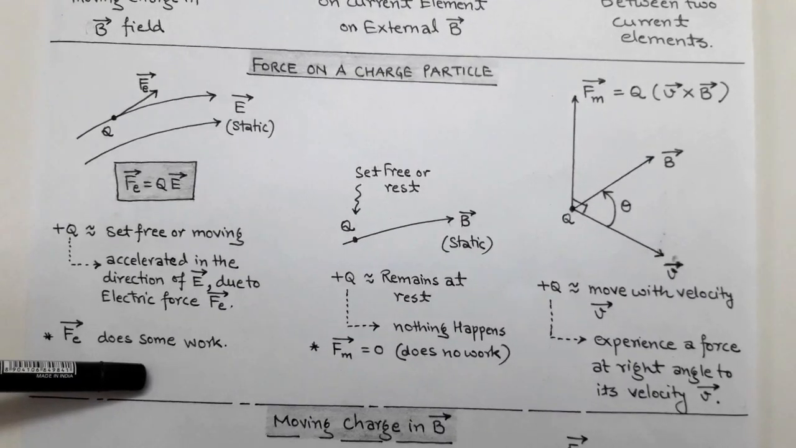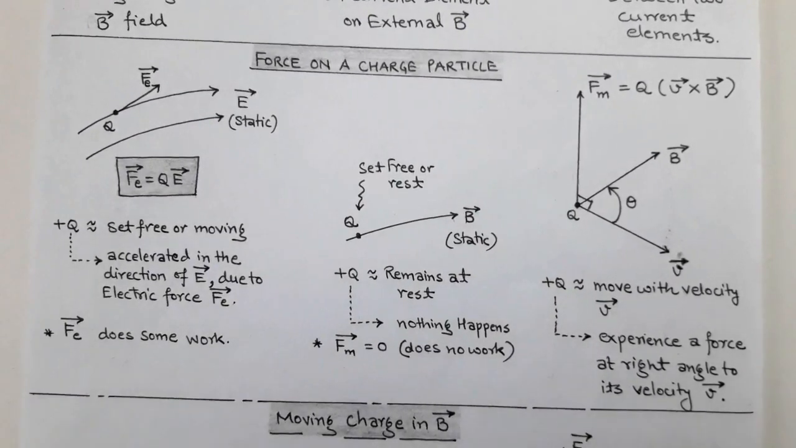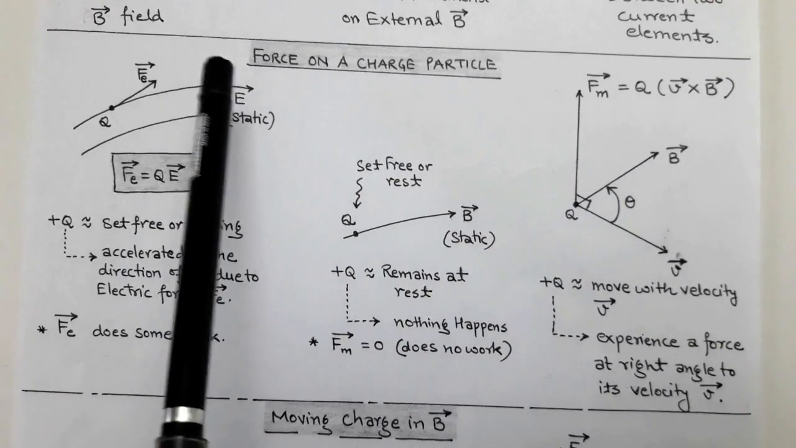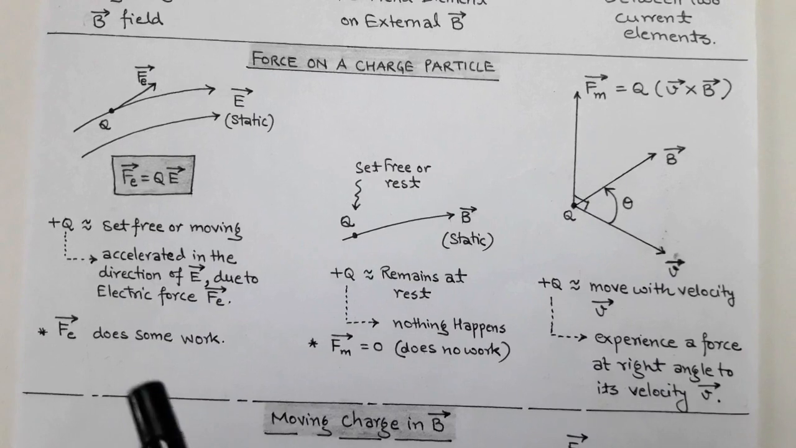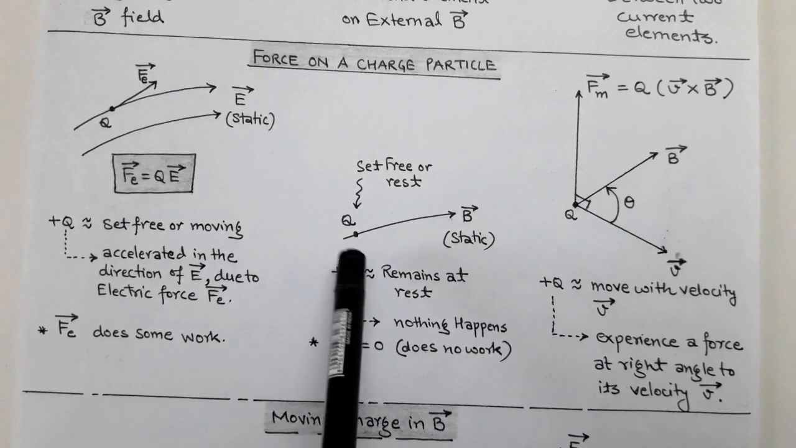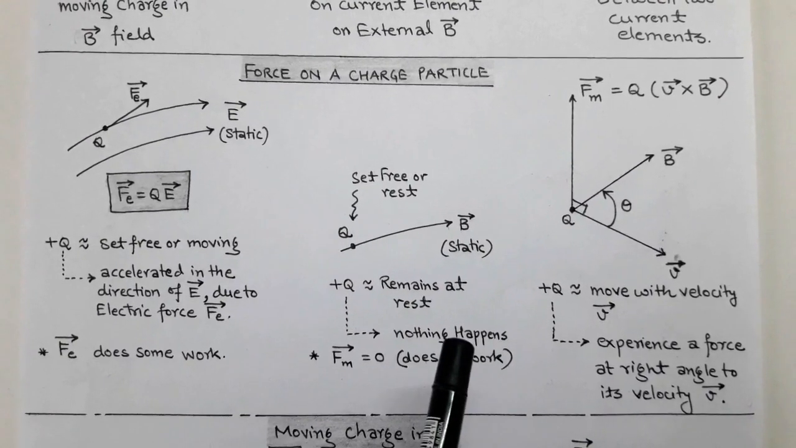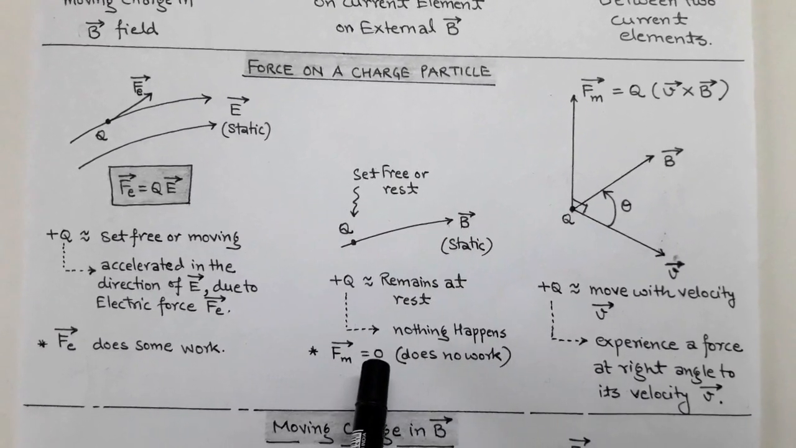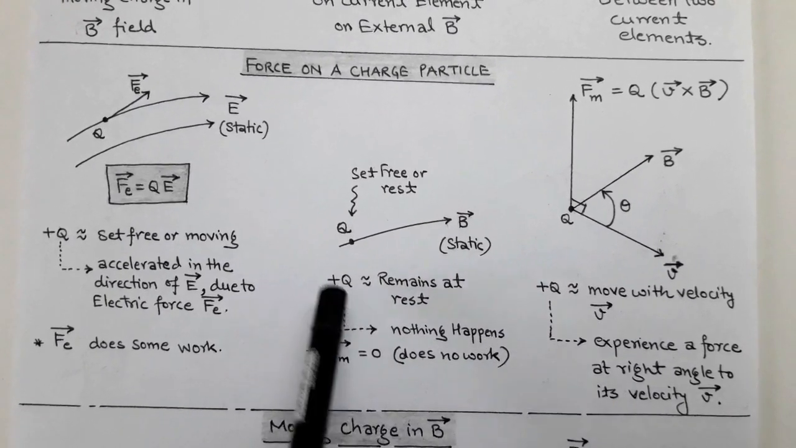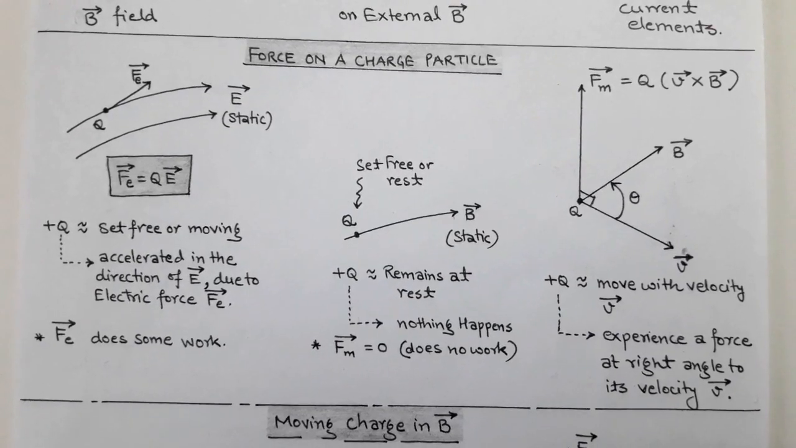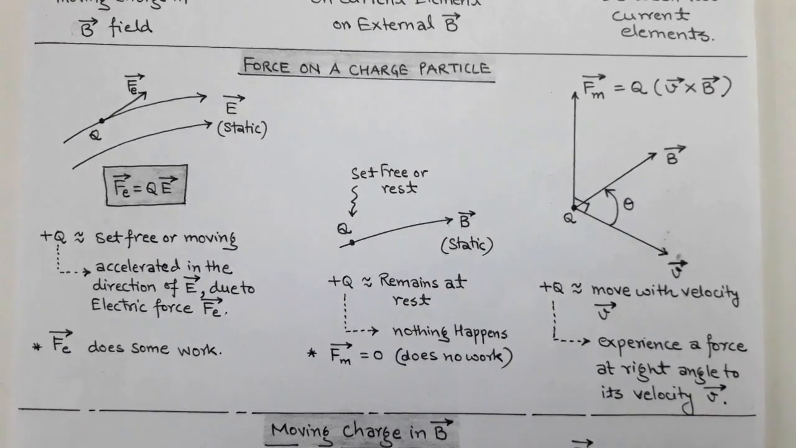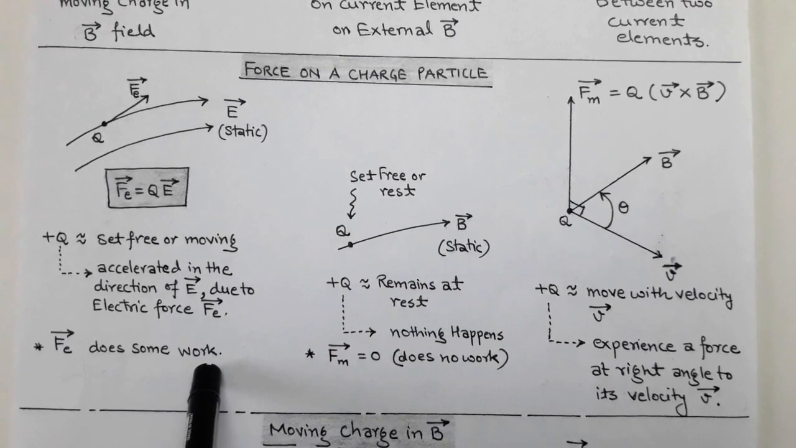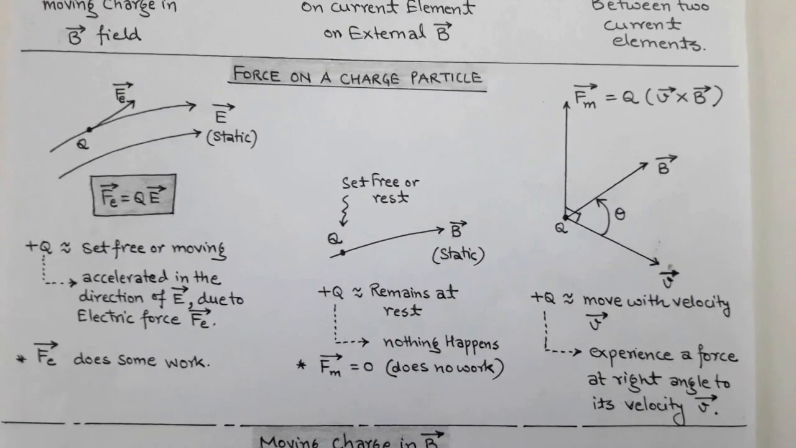And due to that force, there is some work. So, as a charged particle Q is placed in external electric field, it is moved along the electric field E. But when a charged particle is placed in a magnetic field B vector, then nothing happens. It remains at rest. There is no work because there is no magnetic force when a charge is set free or at rest in the magnetic field B vector. So this is the difference. When a charge is placed in the electric field, there is work done, but when a charge is placed in magnetic field, there is no work done.